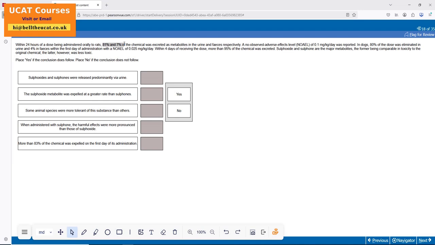Mental cataloging. Okay. Rats and dogs, 81.7%. 80%. 4%. And okay, no side effects. 95%. Sulfoxide toxic. The other guy's not toxic or less toxic. Ready? Here we go. Right. Answer is yes. The major metabolites.